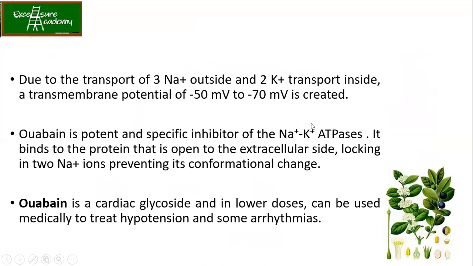Okay, let's talk about how it is inhibiting and all. Because of the transport of 3 Na plus outside and 2 K plus inside, a membrane potential between -52 and -70 is always maintained. Okay. Now, ouabain is a potent and specific inhibitor of this Na plus K plus ATPase.